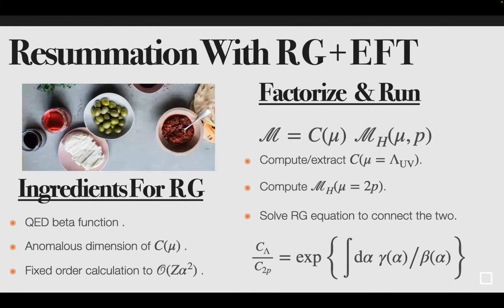So for those not familiar, basically RG evolution here is rather simple because there's no operator mixing. So you just have to compute the integral of the anomalous dimension divided by the beta function. And this gives you how a Wilson coefficient at one scale is related to a Wilson coefficient at another scale.